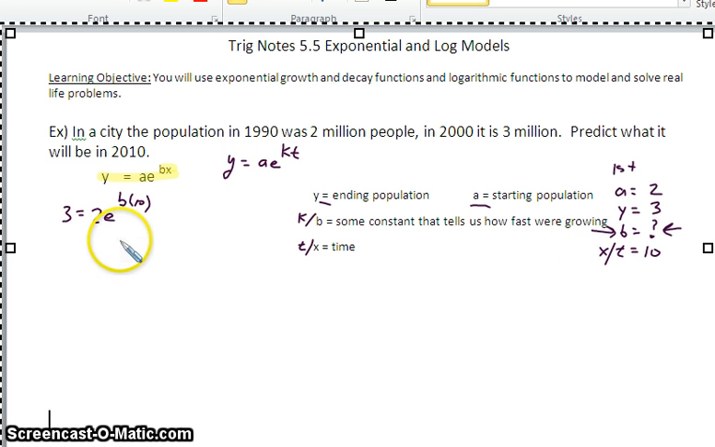So how would I solve this? Well, I have to isolate the e. So I'm going to divide by 2. So 3 over 2 is going to be equal to e raised to the 10b. Now that you have your base here of e and a base of 3/2, this is where you'll write your problem in exponential form.